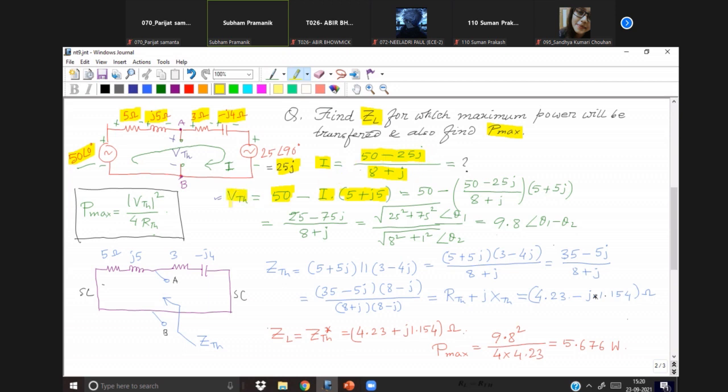So next we are finding VTH. VTH is, as I said, 50 minus the current. The value of the current has been substituted here: 50 minus 25J divided by 8 plus J, multiplied by 5 plus J. After some simplification, you can finally find this. You can verify that if you want. Here I have skipped some steps and did that rough work in my writing pad. If you want, you may verify whether this is true or not.